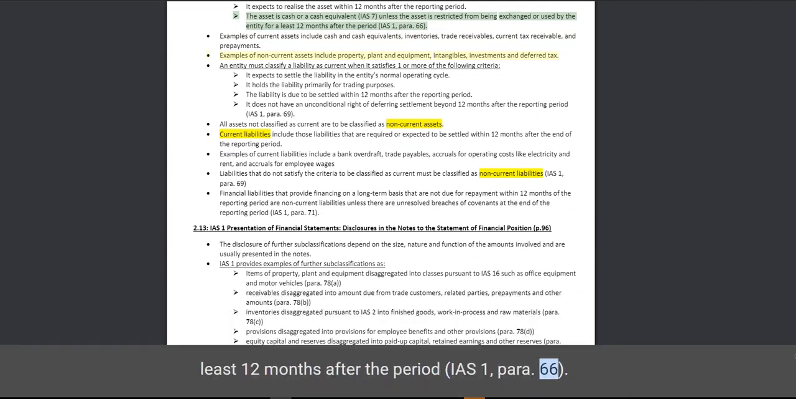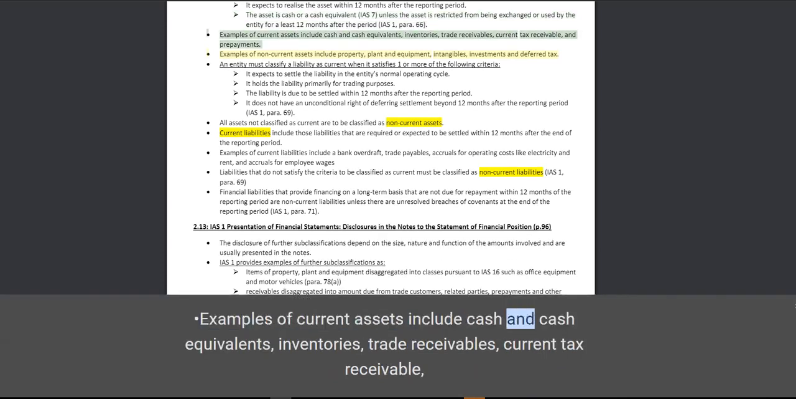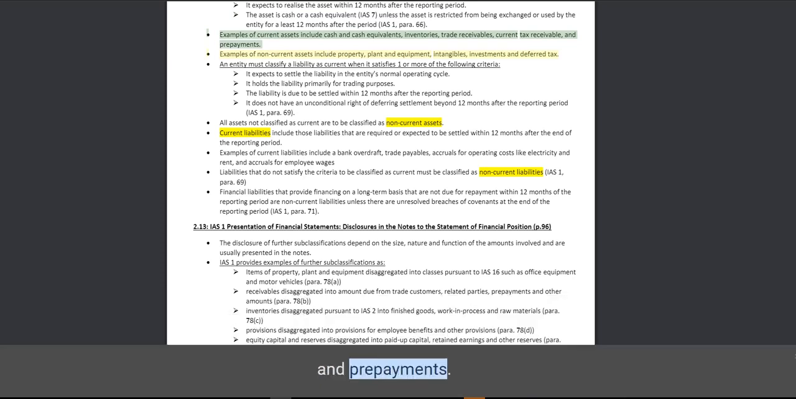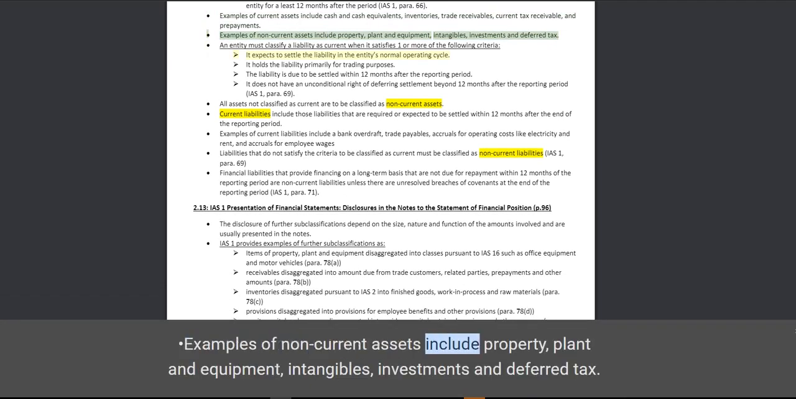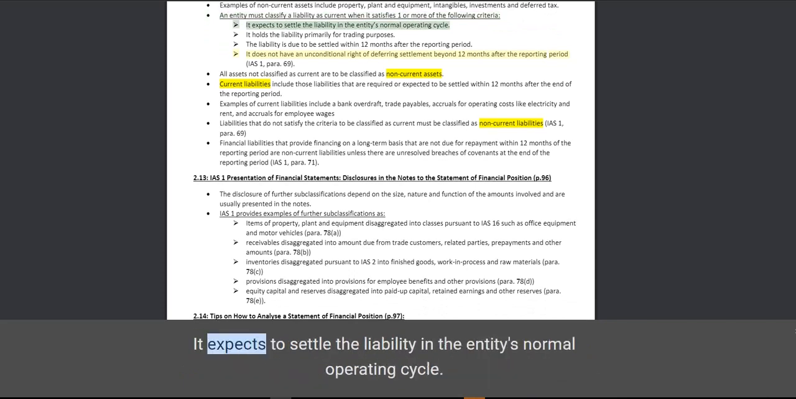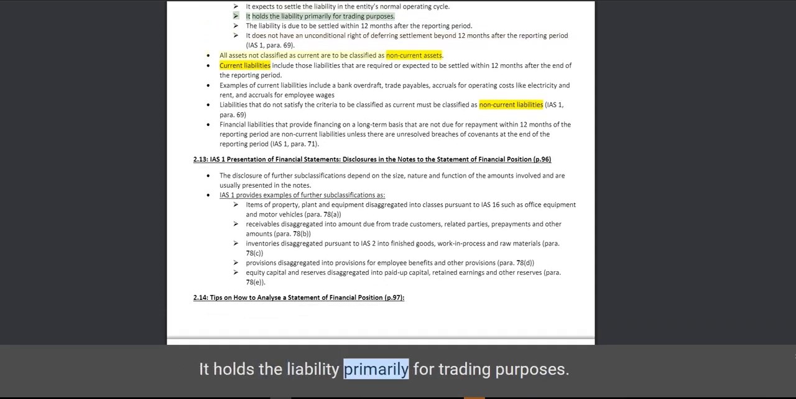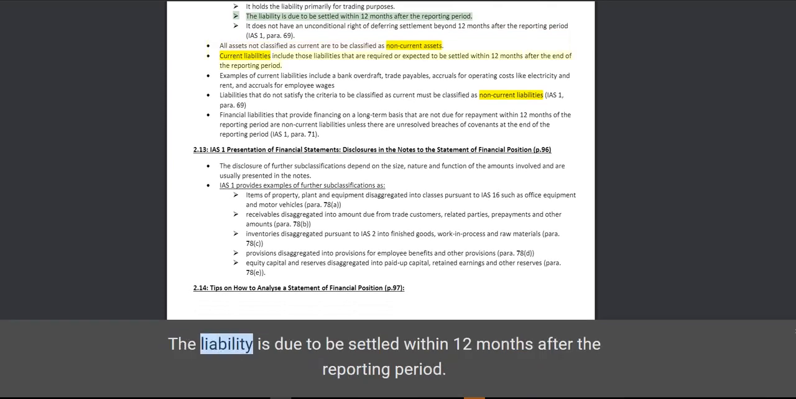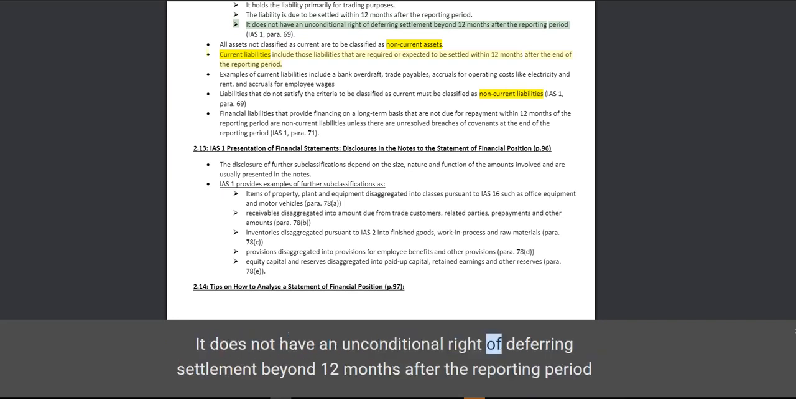IAS 1, para. 66. Examples of current assets include cash and cash equivalents, inventories, trade receivables, current tax receivable, and prepayments. Examples of non-current assets include property, plant and equipment, intangibles, investments and deferred tax. An entity must classify a liability as current when it satisfies one or more of the following criteria. It expects to settle the liability in the entity's normal operating cycle. It holds the liability primarily for trading purposes. The liability is due to be settled within 12 months after the reporting period. It does not have an unconditional right of deferring settlement beyond 12 months after the reporting period.